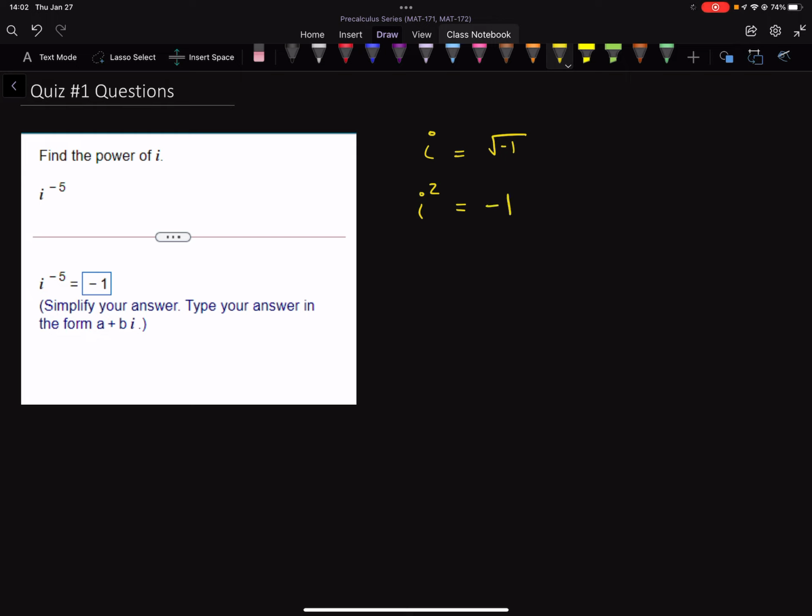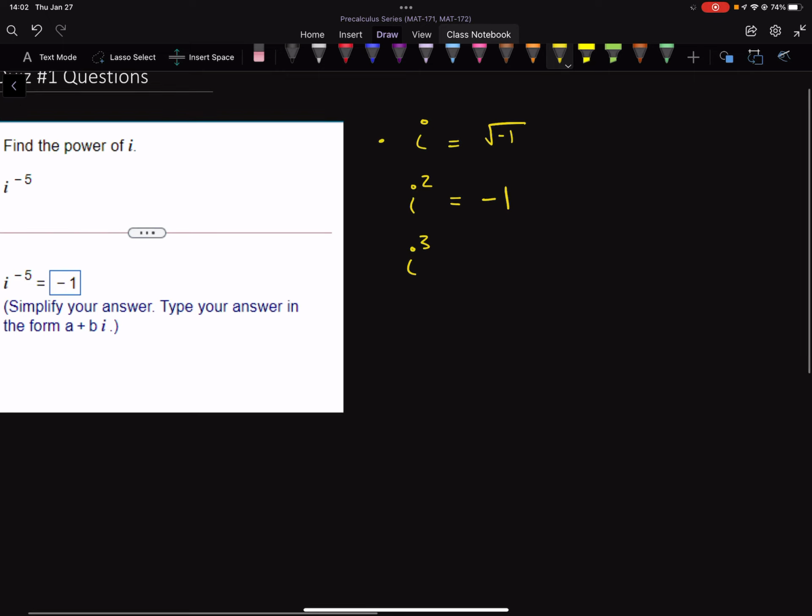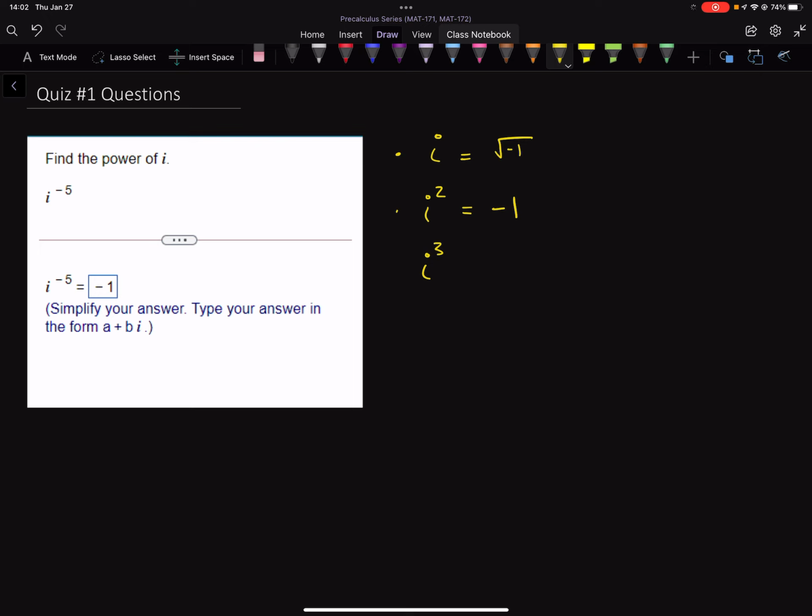right? Now, i cubed is going to be i, so the square root of -1, times i squared, which is -1. So i cubed should be negative square root of -1, or you can write it as -i. All right. Then finally we have i to the fourth, and this will complete the cycle. i to the fourth is pretty much just i squared times i squared. So -1 times -1 would be +1.